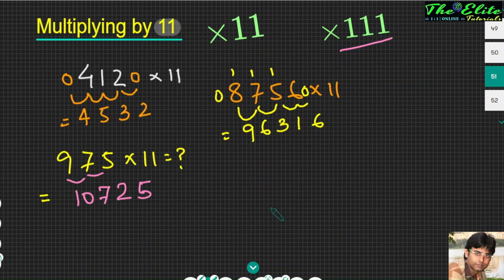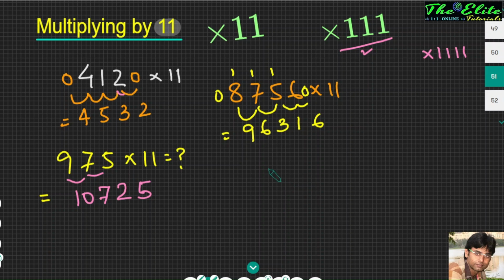Now, what about triple one? Again we do the same, making the pairs and adding them and writing the numbers from the right. When we were multiplying by 2 ones, that is 11, we were making pairs of 2 digits. When we multiply by triple ones, we will be making pairs of 3 digits. Likewise, if you are supposed to multiply any number by 4 ones, you will be making pairs of 4. So I will do this for you.